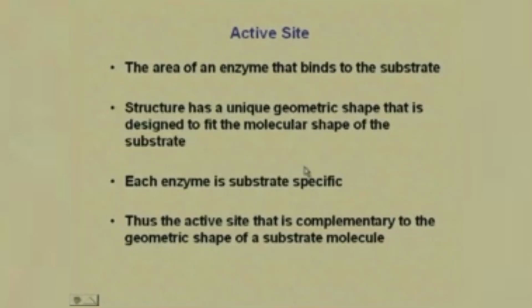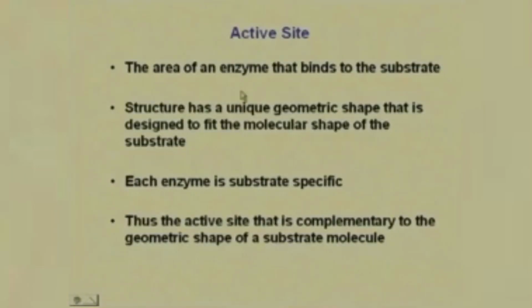So we're talking about the interactions of enzymes, and what we now have to consider is the active site of the enzymes. What is there in the active site that is so important that we have a bisubstrate reaction or we have a single substrate reaction? There are specific interaction sites of the enzymes that have to bind to the substrate. Now the structure has a unique geometric shape that is designed to fit the molecular shape of the substrate. That is obviously essential. We'll see how that works out.